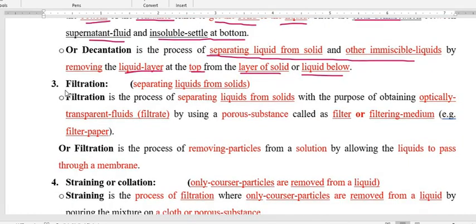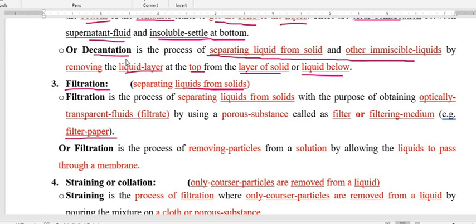Now we have to go through filtration. This is also very common, and this is also a way of separating liquid from solid. For that we may use the filter paper that we usually use in our lab. Take the example: if you pour sand into water, you have to remove it, maybe through decantation also.